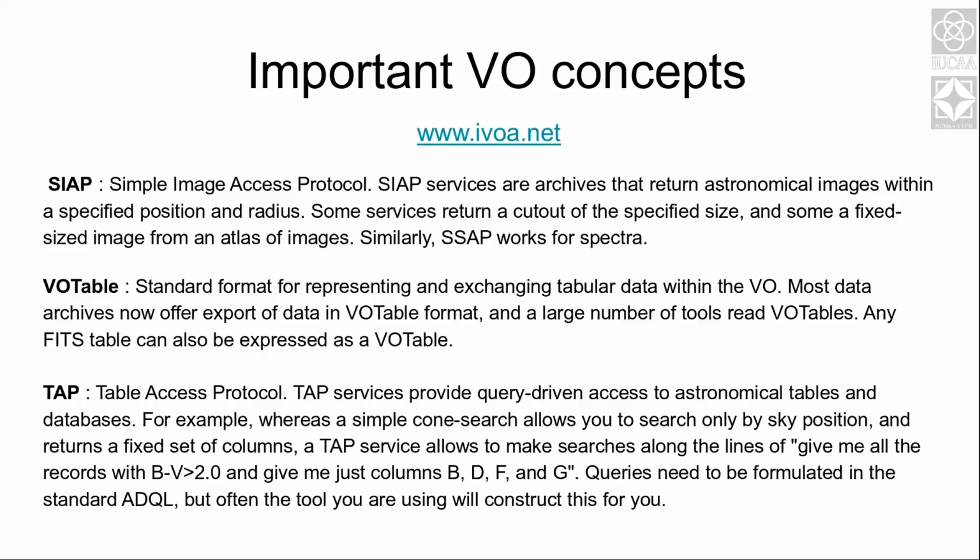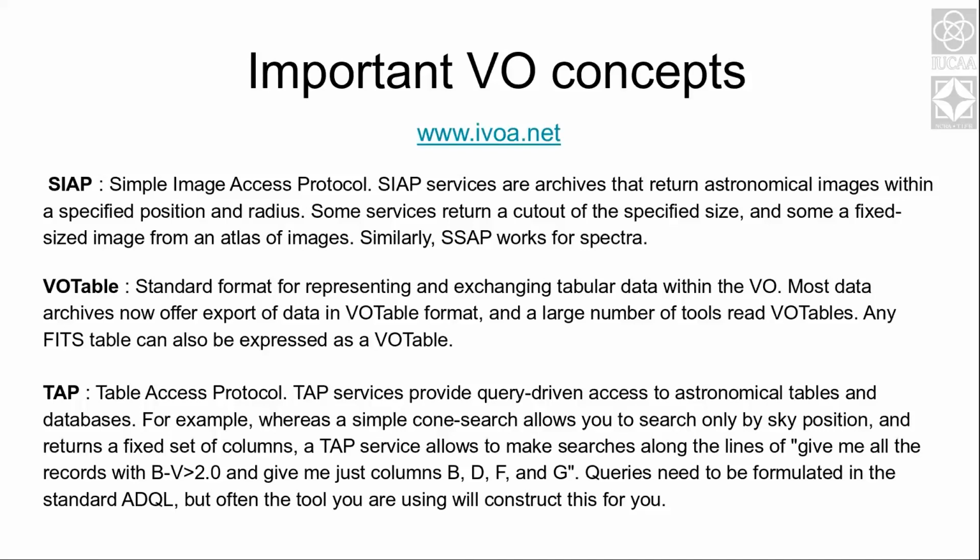VO table is a standard format for tabular data within the VO. So most data archives now offer the option of exporting data in VO table format, and a large number of tools like Topcat, for example, happily read VO tables, and any FITS table can be expressed as a VO table. So there are tools to translate between the two.